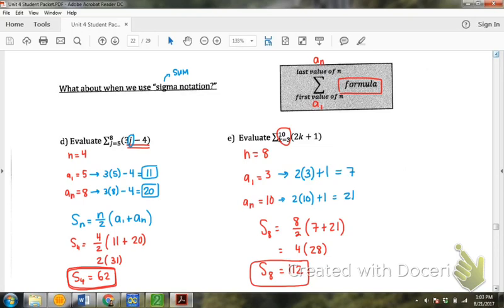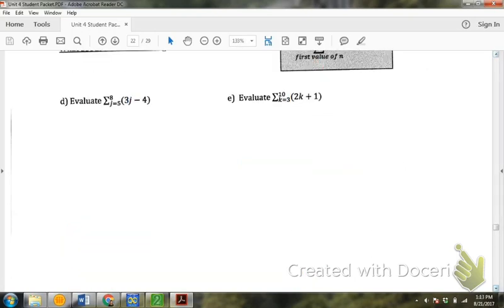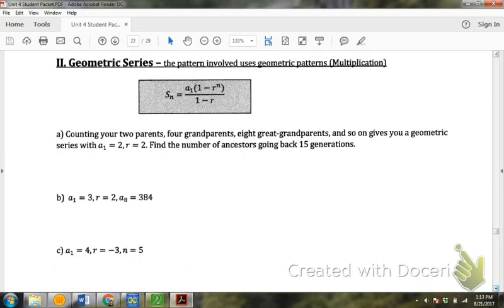All right, let's look at geometric series. So with geometric series, the pattern involves using geometric patterns, which means you're actually going to be closer to what we would consider multiplication, okay? So we're going to get a different formula for geometric. Now, on your test, under your homework, you don't have to guess whether it's arithmetic or geometric, okay? You also don't have to memorize these formulas. You just have to know how to use them, okay?